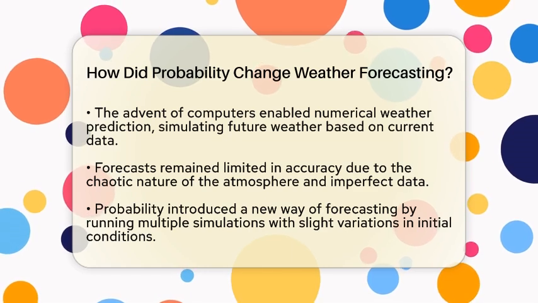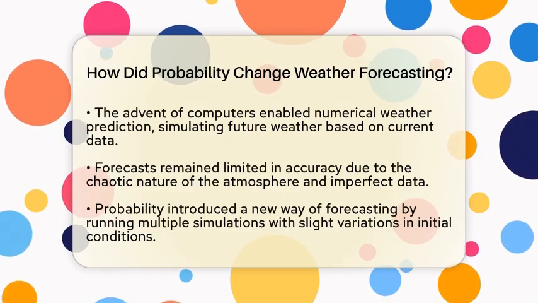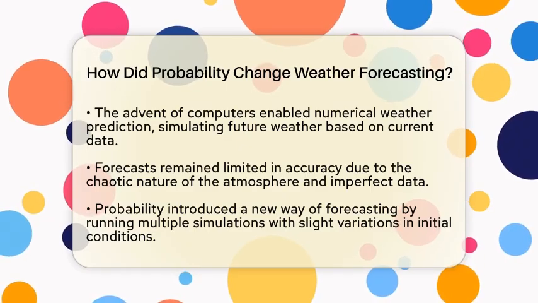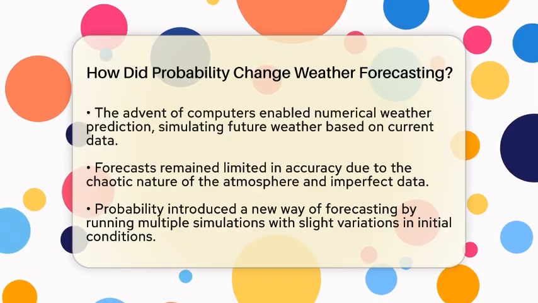But because the atmosphere is chaotic and data can be imperfect, forecasts still had limits. They could only be accurate for a few days ahead. That's when probability stepped in.